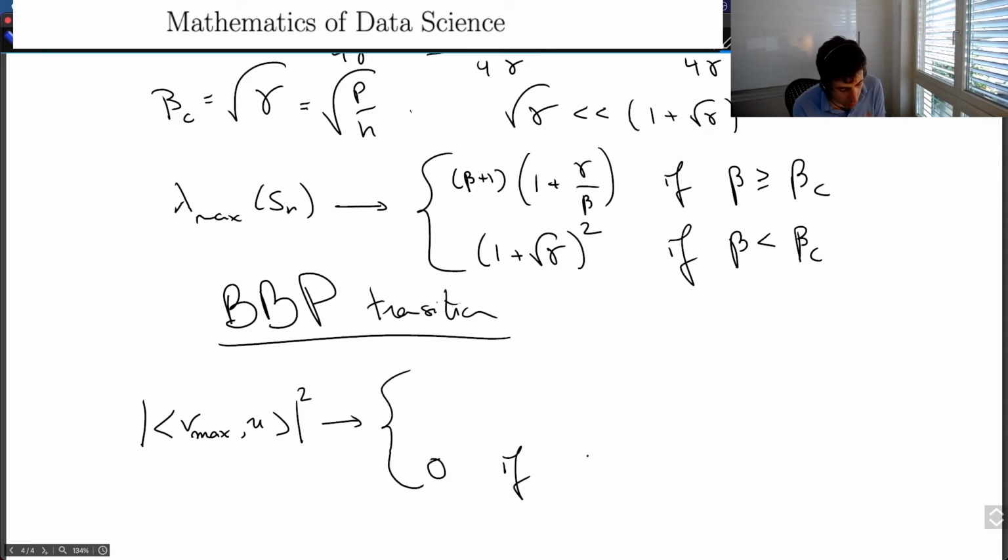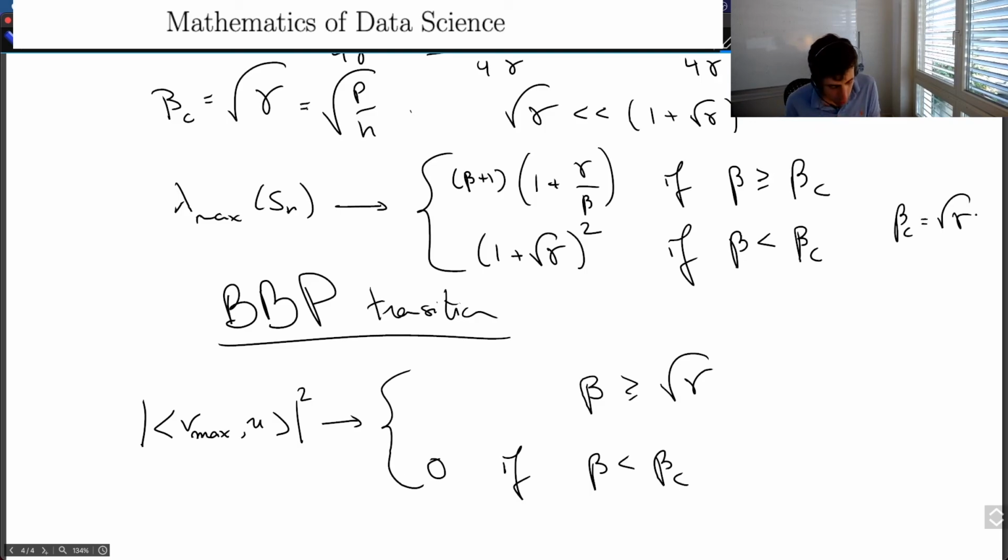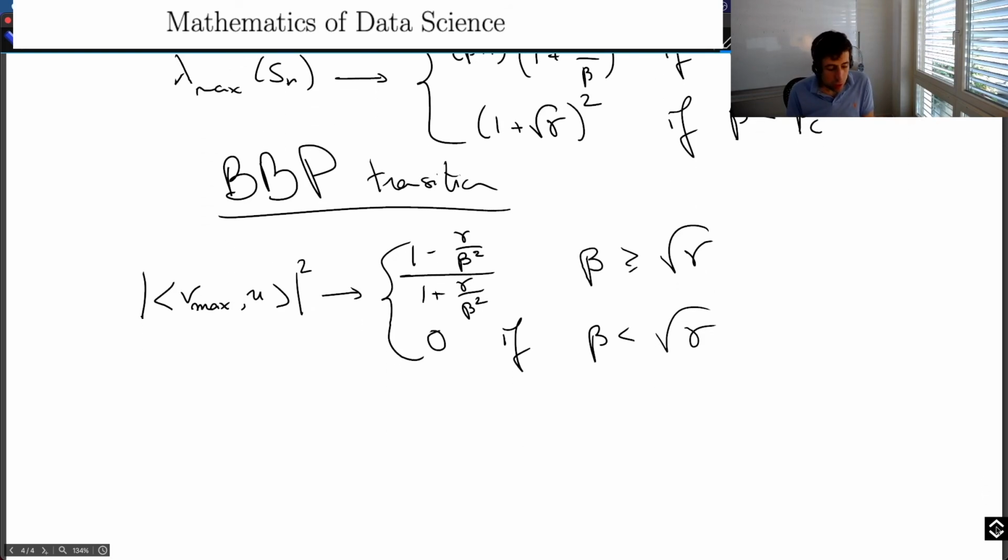Okay, and the correlation goes as follows. It's 0 if beta is smaller than beta c, and if beta is bigger than root gamma, which is beta c, I should say beta critical is root gamma. I use root gamma here because it'll be easier to see the expression: 1 minus gamma over beta squared, over 1 plus gamma over beta squared. And if beta is equal to root gamma, the top becomes 0 as well. So it matches. And this is the so-called BBP transition.